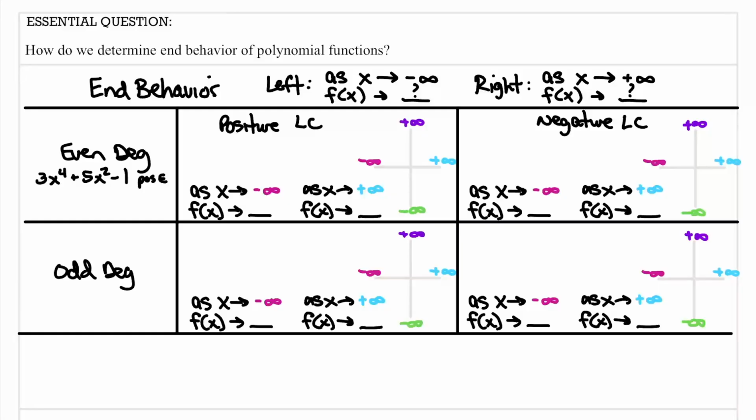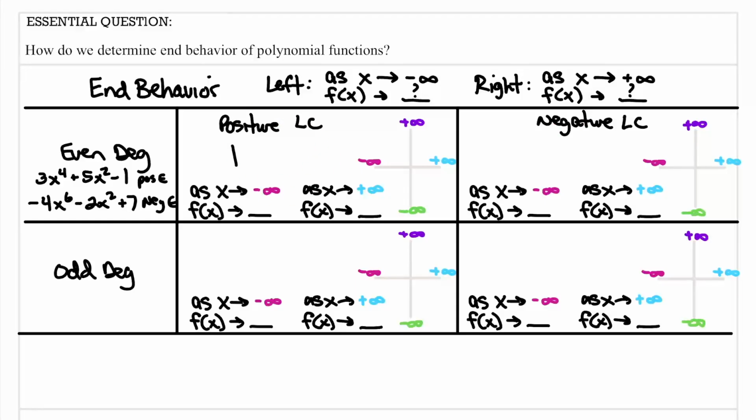Or we could have, let's say, negative 4x to the sixth minus 2x squared plus 7. So now we've got a negative leading coefficient, and we still have an even degree. So this would be a negative even. So positive even is this box. Negative even is here.